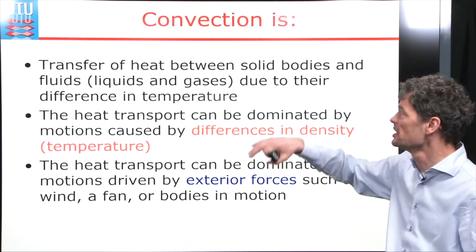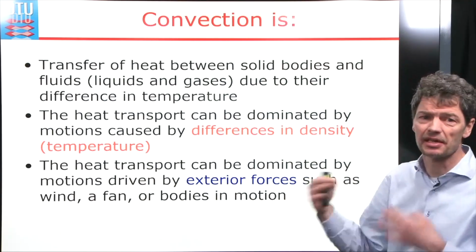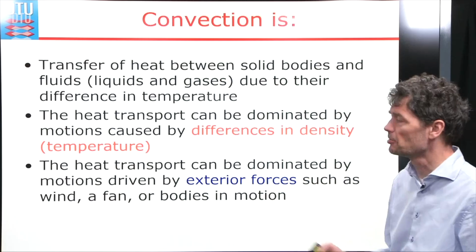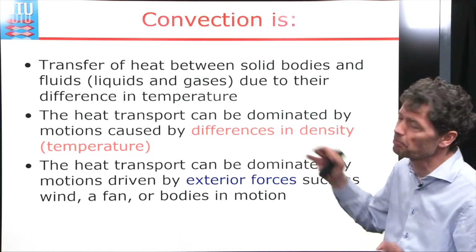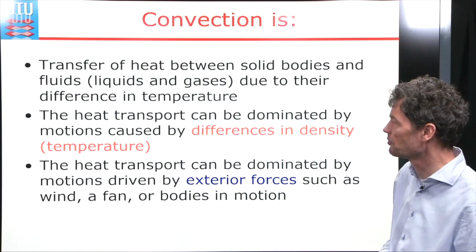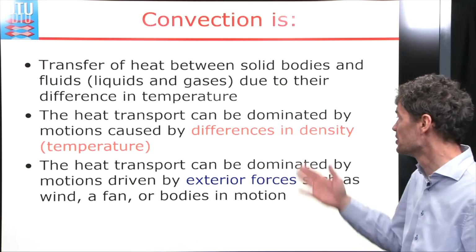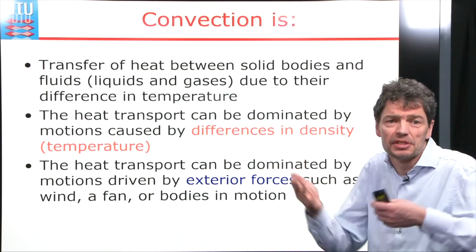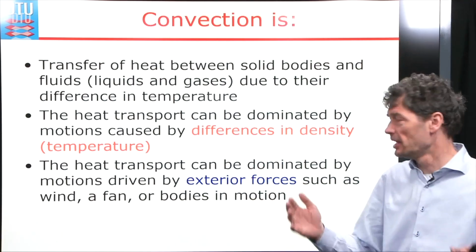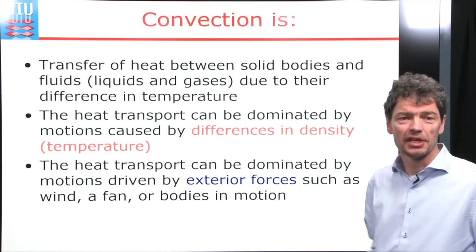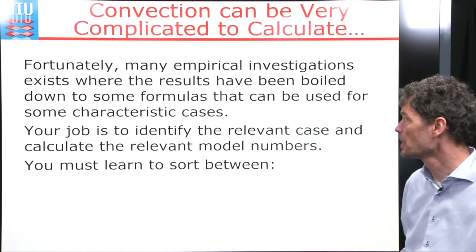The fluids are not still, but we'll use it as a reference, as we'll explain later on. Convection, then, is the transfer of heat as it takes place between solid bodies and gases or fluids that surround the solid. The heat transport will be dominated by one of 2 causes. That could be because temperature differences make a difference in density of the fluid that causes motion in the fluid. That could be one cause. The other cause could be if we have an exterior force that forces the fluid to be in motion, and thereby also carrying with it some heat.